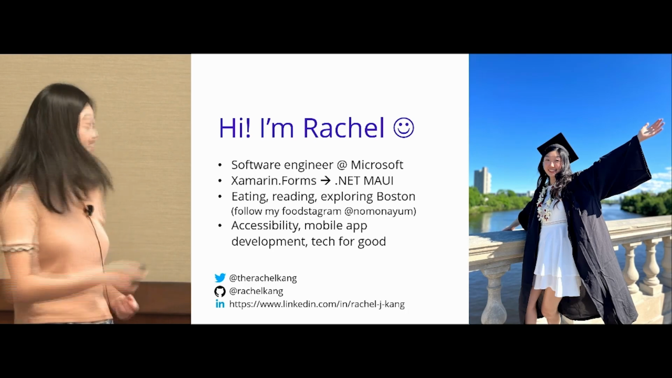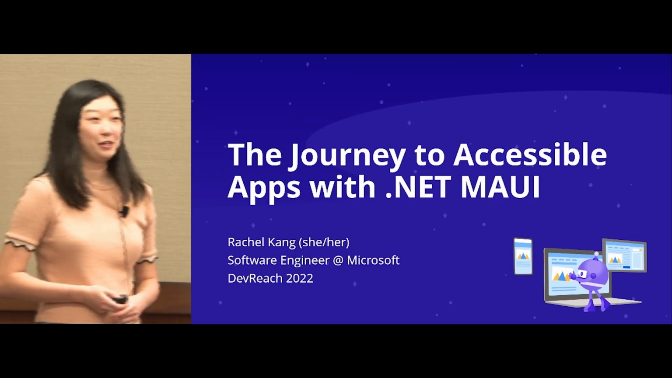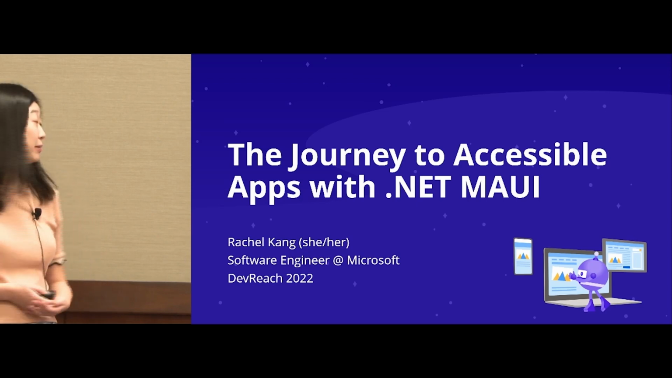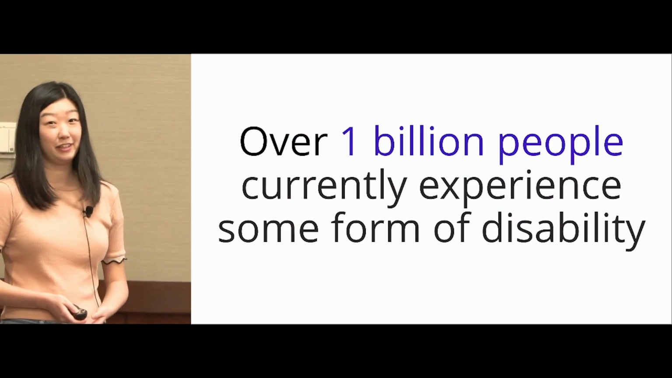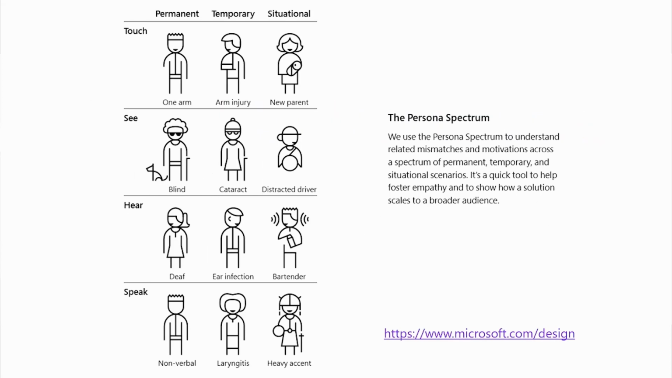So yeah, let's get started then. The journey to accessible apps with .NET MAUI. I always like to first start off by reminding ourselves why we care about accessibility. Over 1 billion people currently experience some form of disability. And at Microsoft, we have a tool called the Persona Spectrum to help us understand the wide range of disabilities that people experience. They can be anywhere from permanent, temporary, to situational, spanning different abilities to touch, see, hear, speak, and so forth.